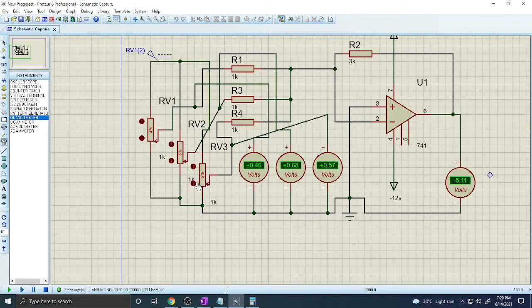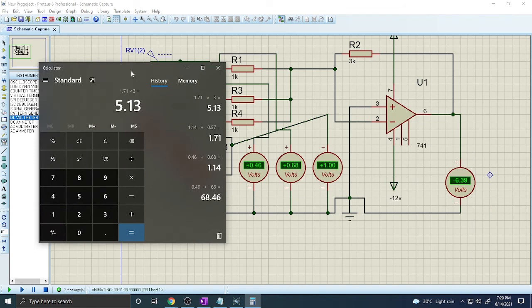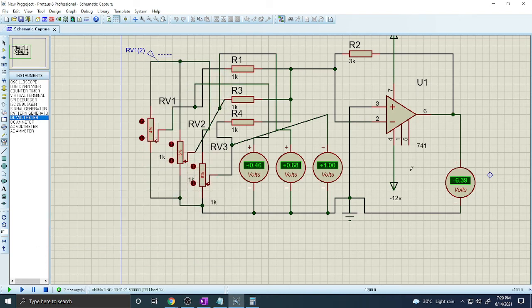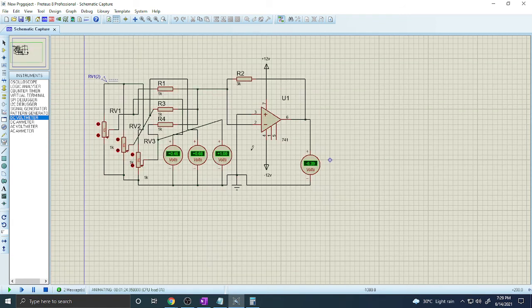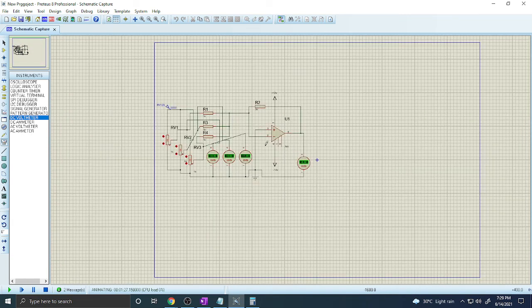Now for another input voltage, say this input voltage is increased by some amount, this is 1 volt. Now what is the summation of these input voltages? Let me clear this calculator first. 0.46 plus 0.68 plus 1 volt, so this is 2.14. So 2.14 into 3, that is equal to 6.42. Now see that there is some error. Practically it is not exactly 6.42, so that's why it is minus 6.39. So for different input voltage variations, we get different output voltages. So that is the importance of the adder.